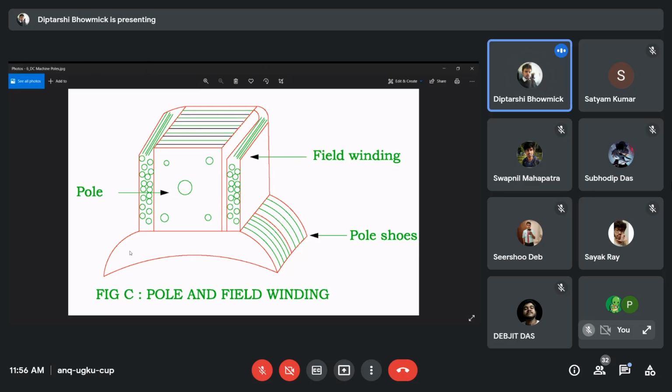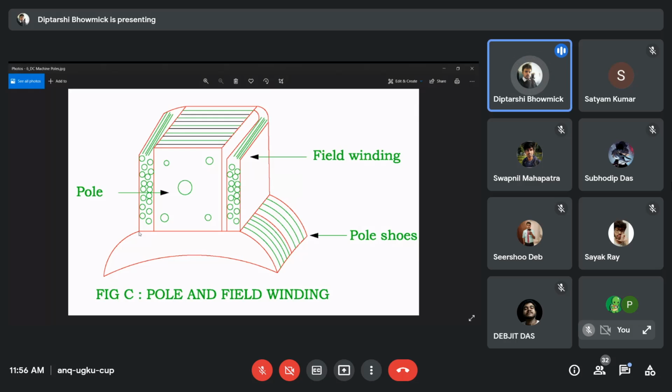Clear? Because if you make it flat, then the armature, the rotor, whatever rotor you have, is of circular shape. It's a round shape. Now, if you make it flat, then what will happen? Then at the tip, the air gap will be more, and at the middle, the air gap will be less.